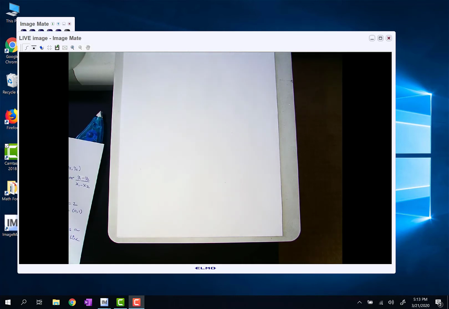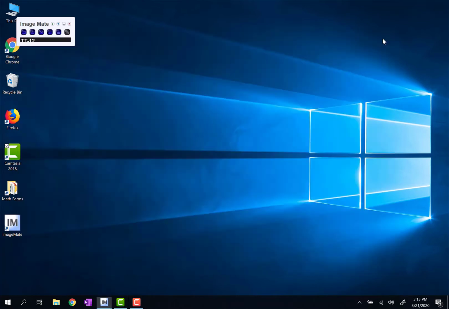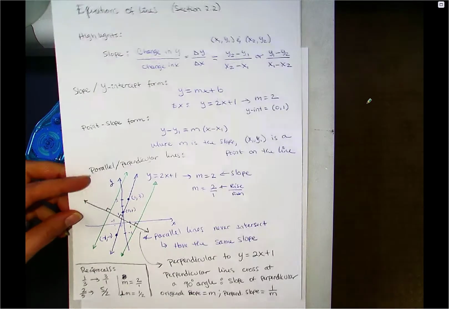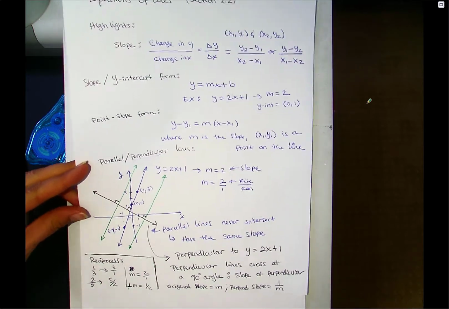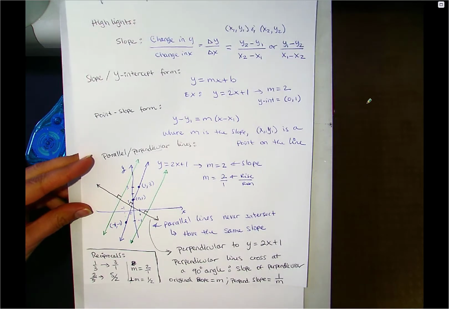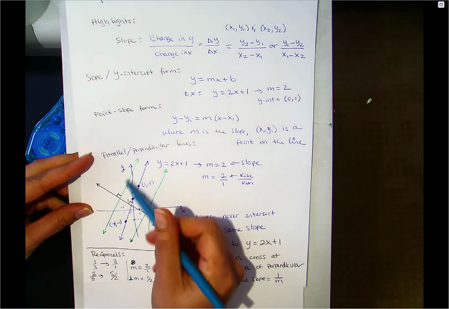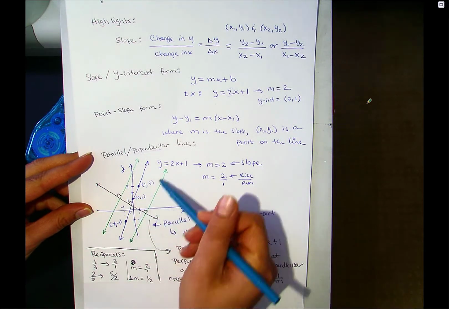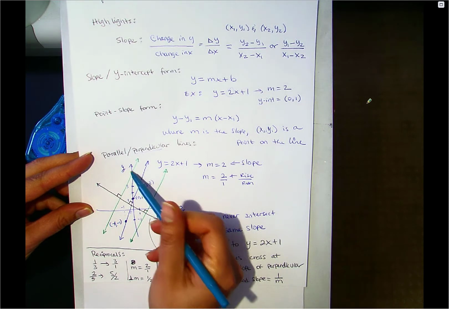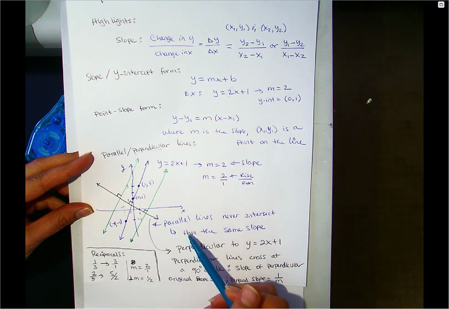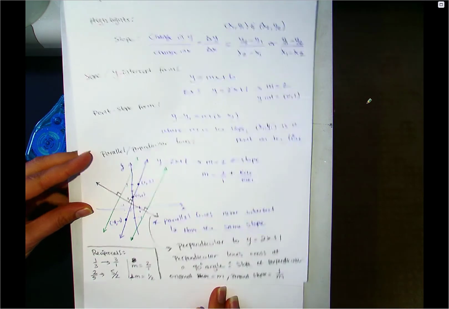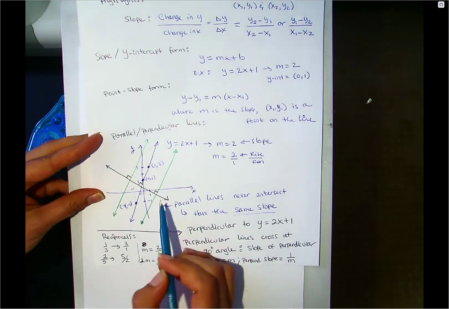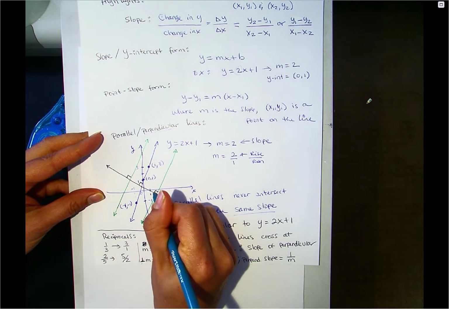Hey everybody, in this video we're going to continue our study of parallel lines and perpendicular lines. So I'm going to go back to the first page from the previous section, section 2.2, where we discuss parallel and perpendicular lines. Remember, parallel lines means they never intersect, they never cross each other, like the green lines and the blue lines. And so parallel lines means they have the same slope. Perpendicular lines, they cross each other at a 90-degree angle.